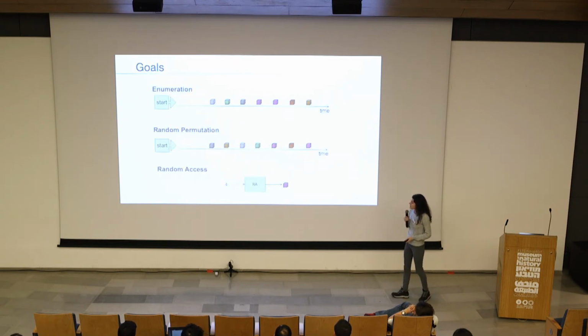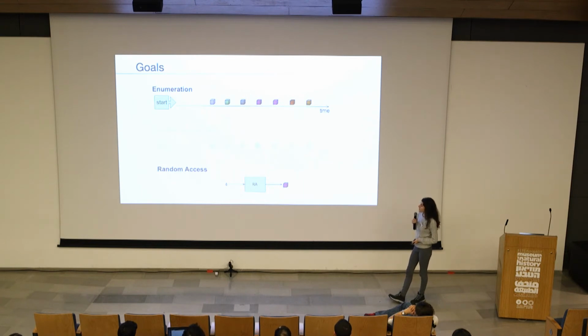And so random access can be seen as a way of computing the answers in a way that can give us uniformly random order or other requirements. And in this talk, we'll focus on random access and on enumeration.